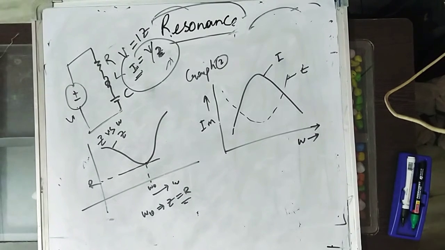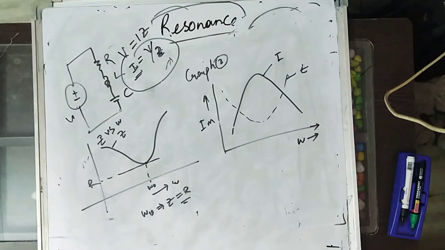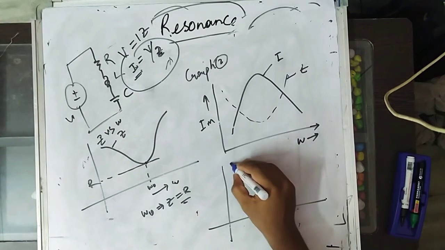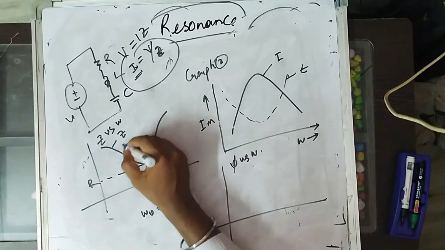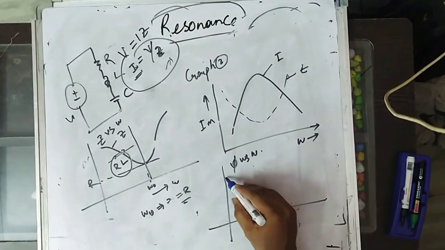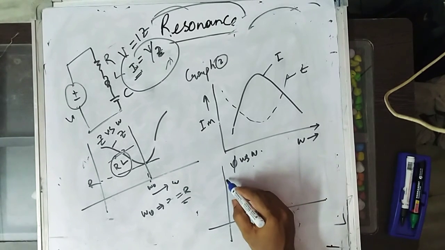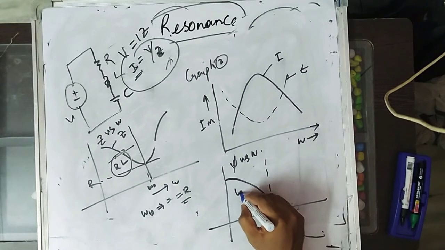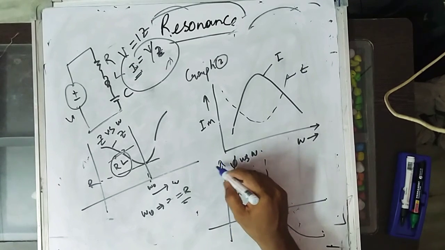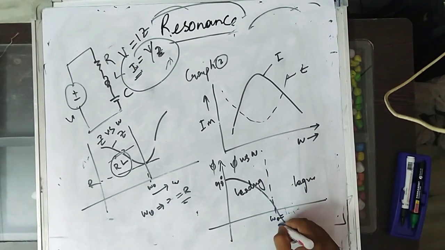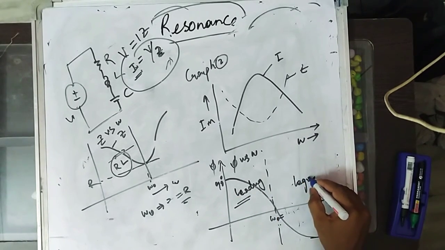We have another characteristic. We have a few more characteristics, like phi versus omega. I said here this will become an RL circuit, so this is lagging. If you plot the curve, what you will get means this is the leading circuit. So if you take this as phi, this is 90 degrees, and this will become lagging. So this is omega naught, the resonance frequency. The left half will become leading, the right half will become lagging.